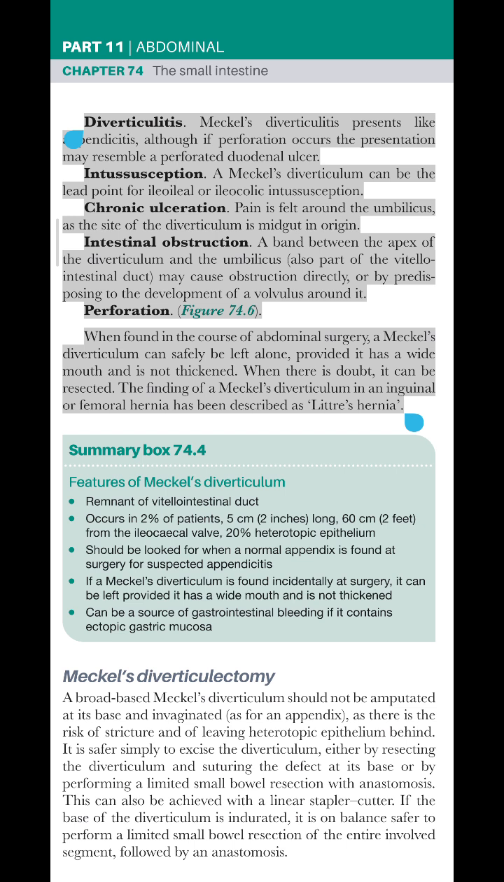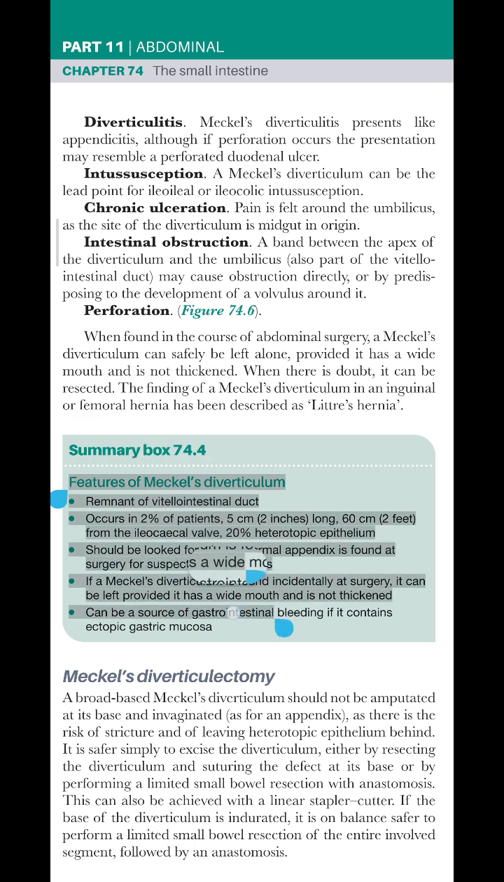Intestinal obstruction. A band between the apex of the diverticulum and the umbilicus, also part of the vitellointestinal duct, may cause obstruction directly, or by predisposing to the development of a volvulus around it. Perforation. Figure 74.6. When found in the course of abdominal surgery, a Meckel's diverticulum can safely be left alone, provided it has a wide mouth and is not thickened. When there is doubt, it can be resected. The presence of a Meckel's diverticulum in an inguinal or femoral hernia has been described as Littre's hernia.